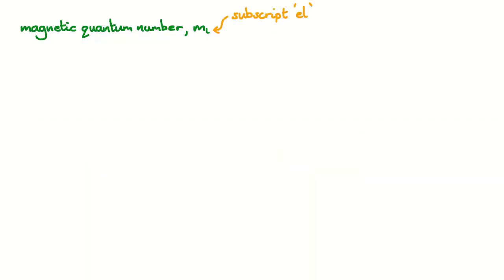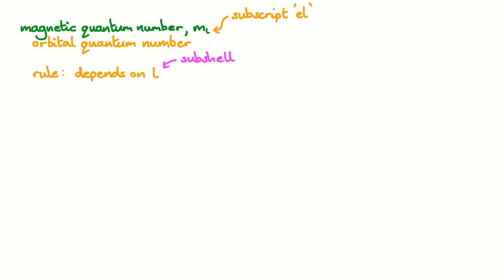The third quantum number is called the magnetic quantum number, and it has the symbol m subscript L. You could call it the orbital quantum number, since it identifies the orbital our electron is in. The potential values of the magnetic quantum number depend on the value of L, the subsidiary quantum number, which gives us the subshell. If L is 0, then mL can be only 0.